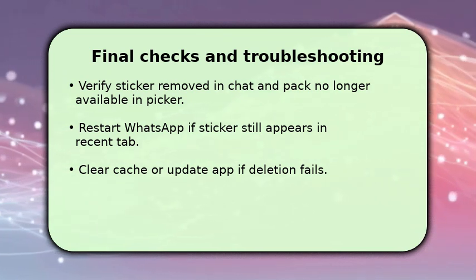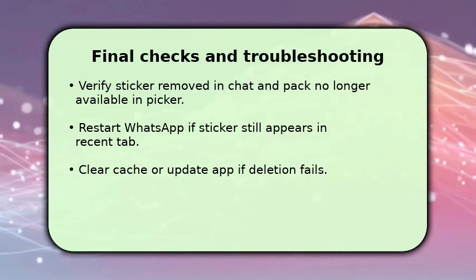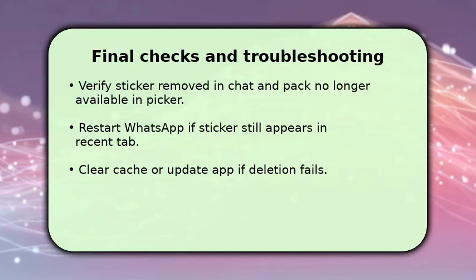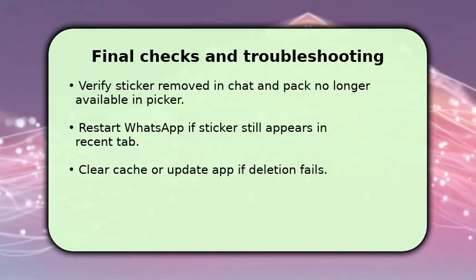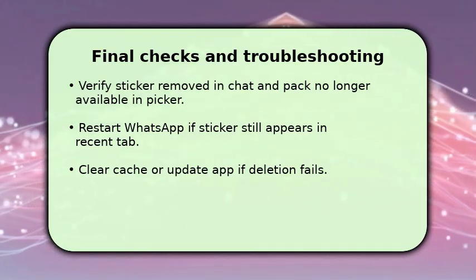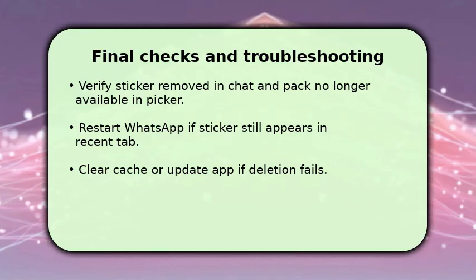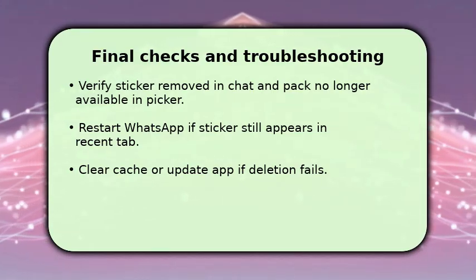If that doesn't work, clear the app cache from settings or update WhatsApp to the latest version, because bugs often block deletions. If issues persist, uninstall and reinstall the app as a last resort, but back up chats first so you don't lose messages.